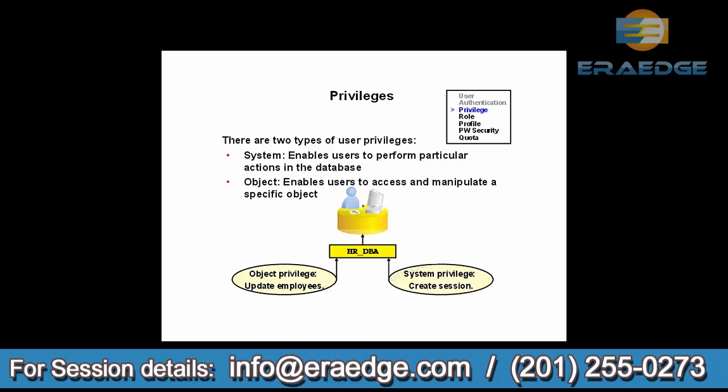Whereas object privilege enables a user to access and manipulate a specific object. Object level is basically to access somebody else's data. So if I have a table in my schema user, and you want to access that, I need to provide the access, or the administrator needs to provide that access. That is object level access, also known as object privilege.